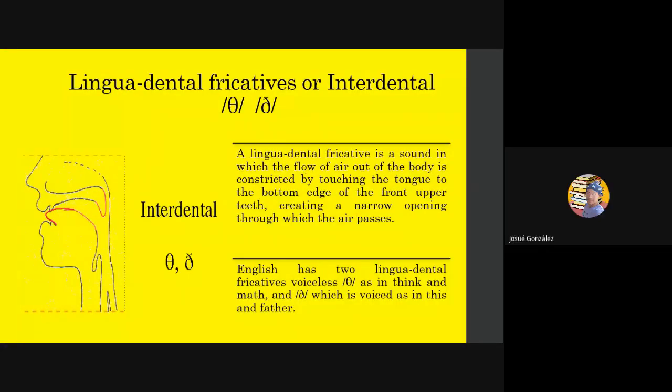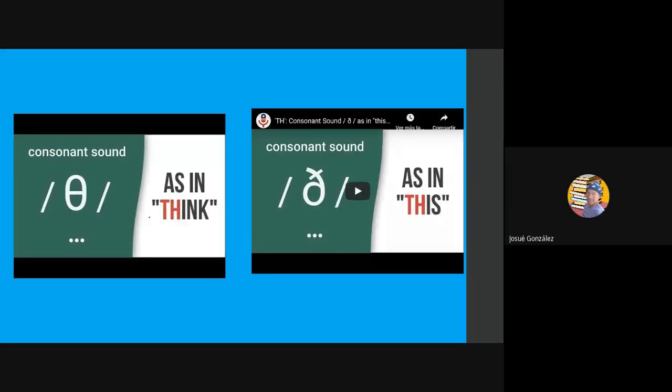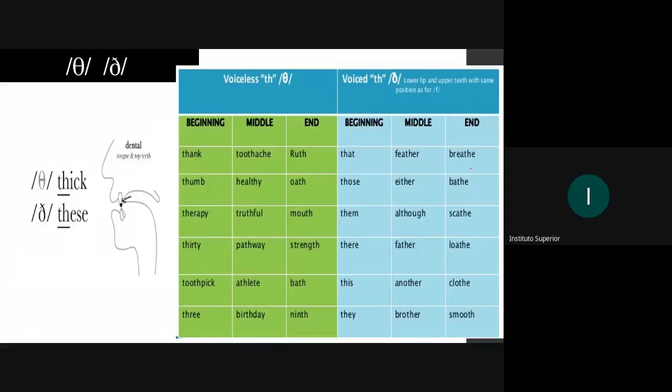Now we have these 2 sounds. They are the linguodental or interdental, as we mentioned before. This one as in sing, and this one as in this. Here we have practice. The first one here. Thank. Okay. And this one? That. Here? Healthy. Health. Healthy.